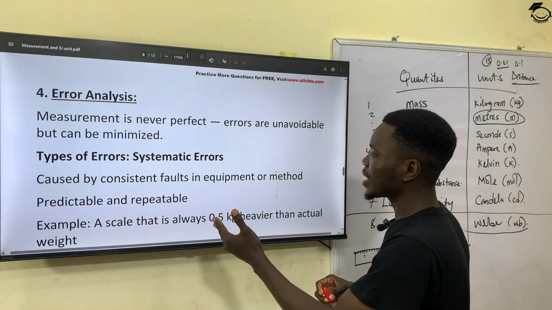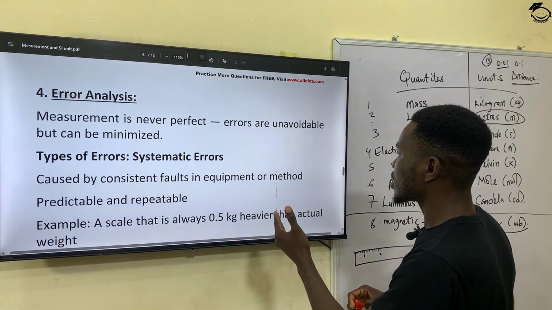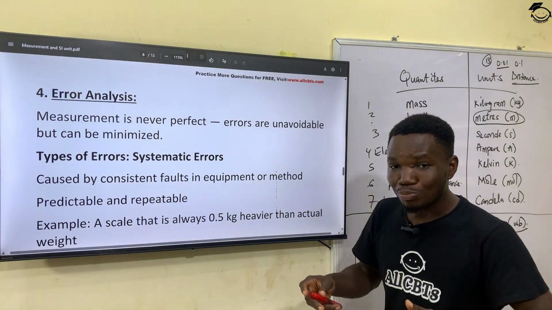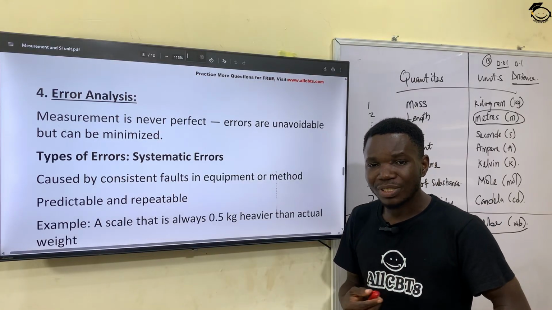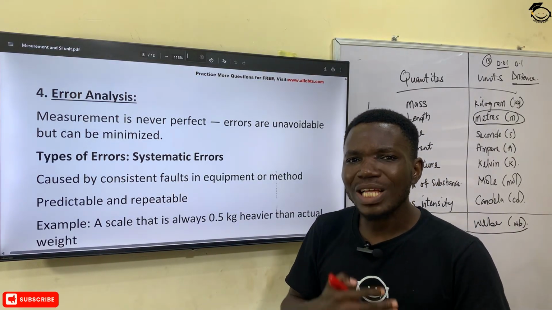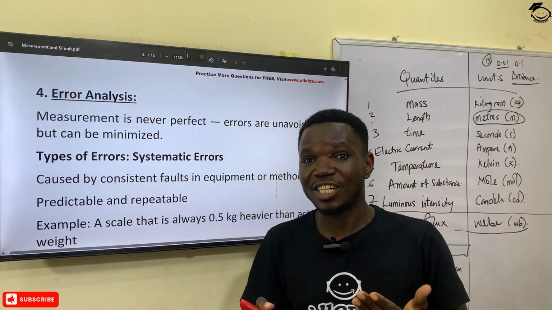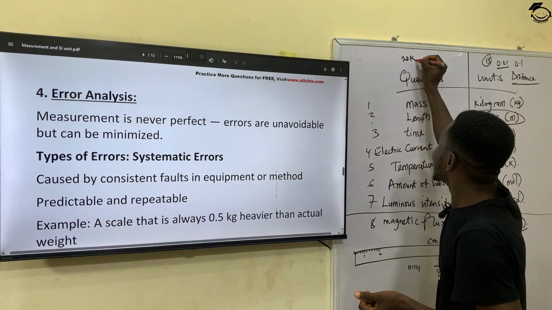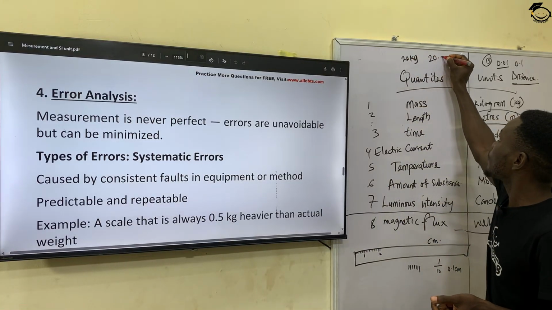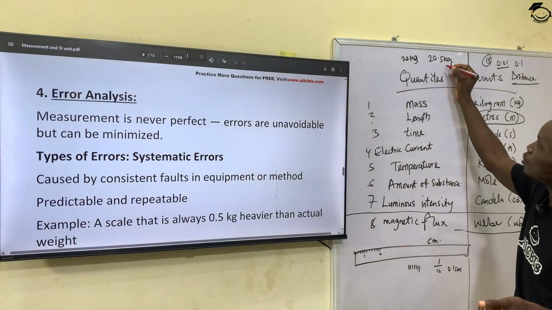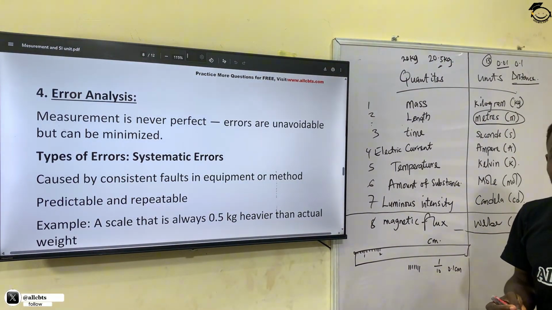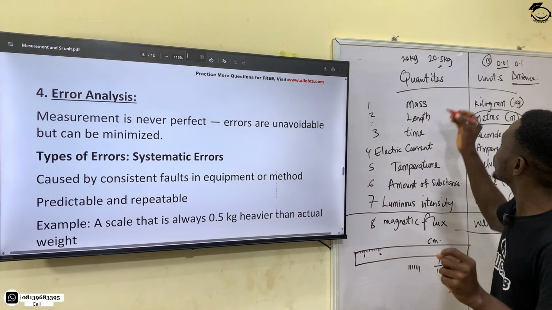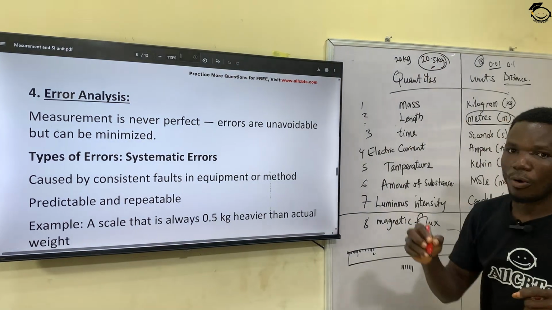Like if I have a scale that is always 0.5 kg heavier than the actual weight, meaning that if I put any weight of an object on that scale, it will always add 0.5 kg to the actual weight. So if the actual weight was 20 kg, that measuring instrument is going to measure 20.5 kg. It has added its own 0.5 kg. That's what? An error from the apparatus. And because of that error from the apparatus, we'll call it what? A systematic error. Why?